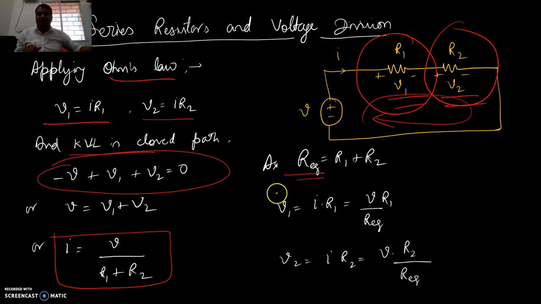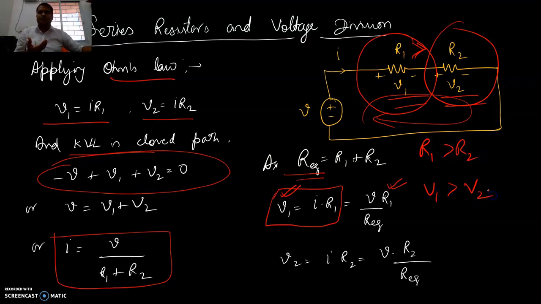Now finally our objective is to know V1, which is nothing but I times R1. I is now calculated as V divided by R equivalent, and we observe that V1 depends on R1, the resistance here. So the voltage across resistor R1 depends on the magnitude of R1. If R1 is higher than R2, V1 will be higher than V2, and that is the proportion in which it is divided. So we can say V1 equals V times R1 divided by R1 plus R2.